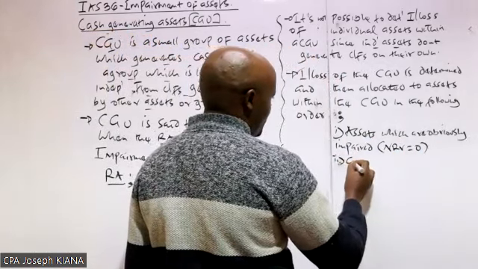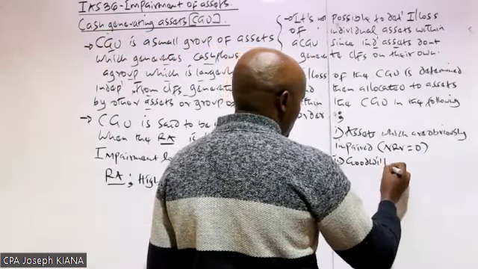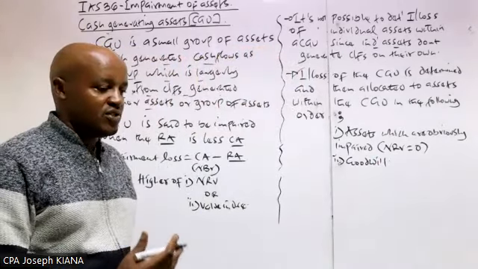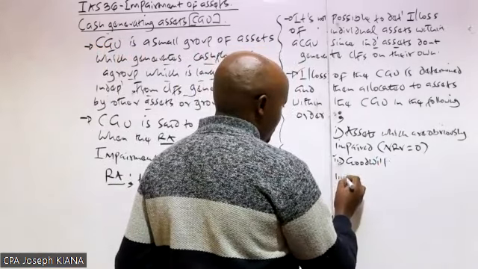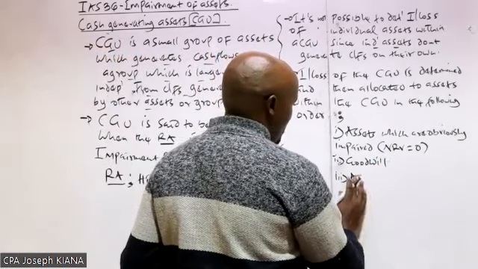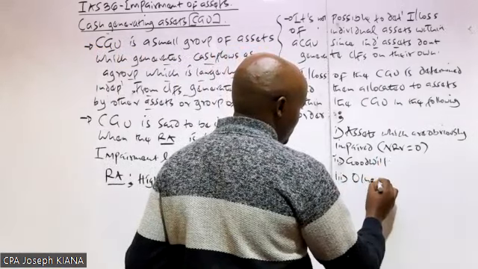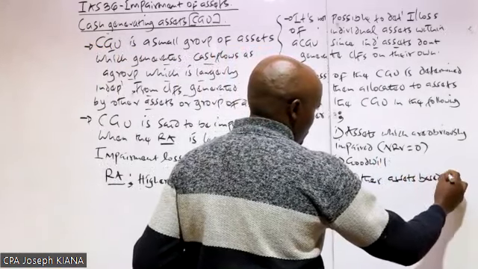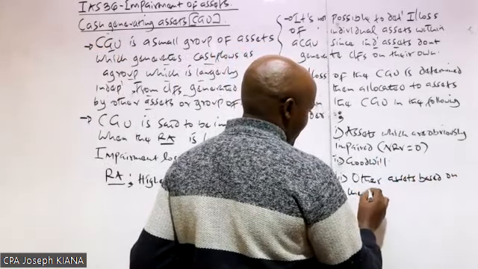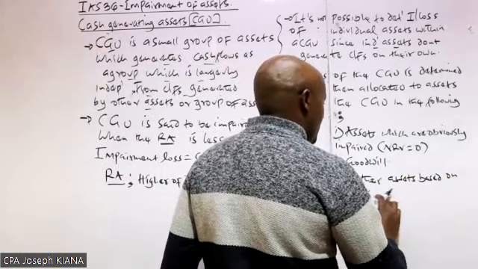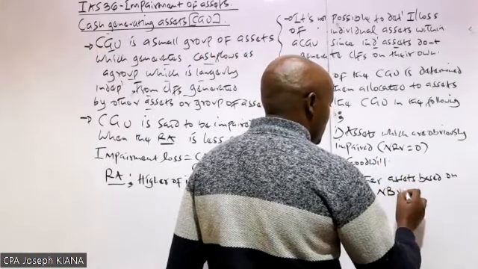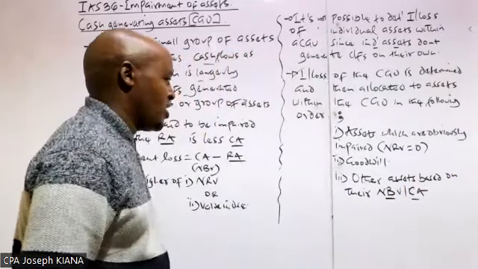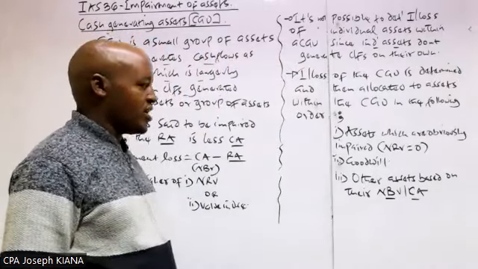Number two, we then allocate impairment loss to goodwill in that particular cash generating unit. If there is goodwill in that CGU, it is next allocated to the goodwill. And finally, we allocate to the other assets based on their net book value, or the carrying amount.